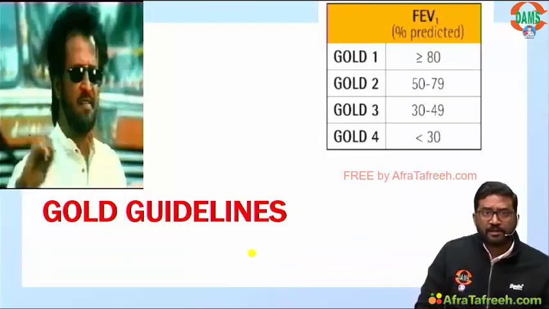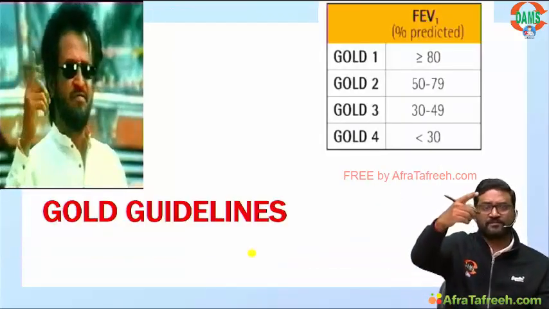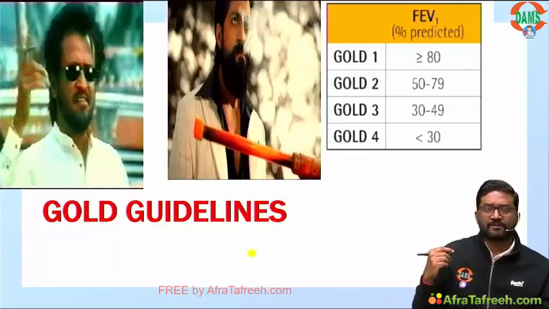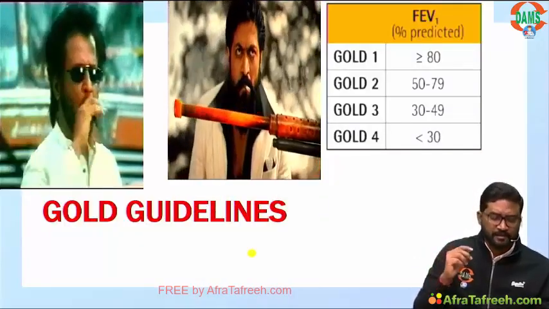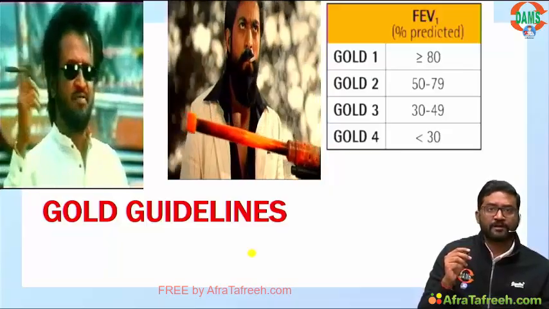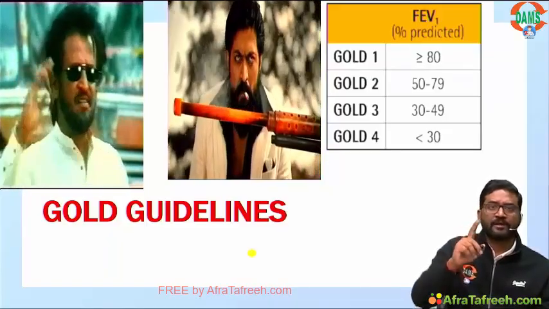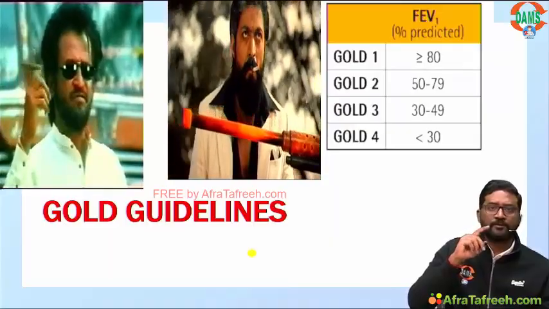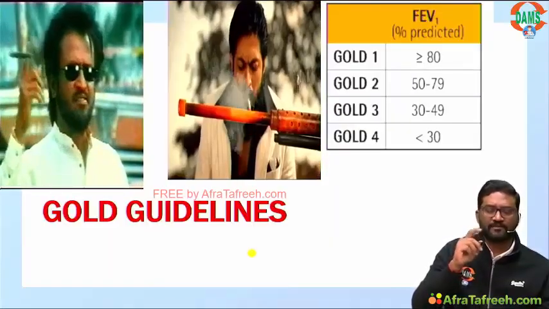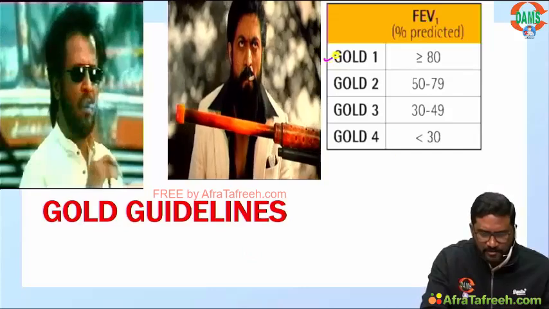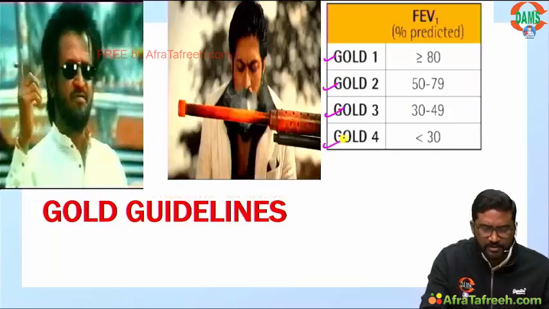Then coming to the next disease. What is this disease? Smoker related. So this is the GOLD guideline for COPD. For your exam, they will generally ask you the grading. So when do you call it GOLD 1? Mild COPD, moderate, severe, very severe, or commonly used GOLD 1, GOLD 2, GOLD 3, GOLD 4.